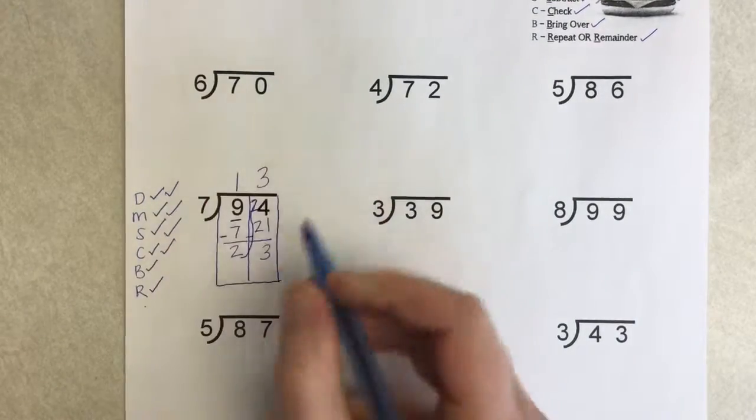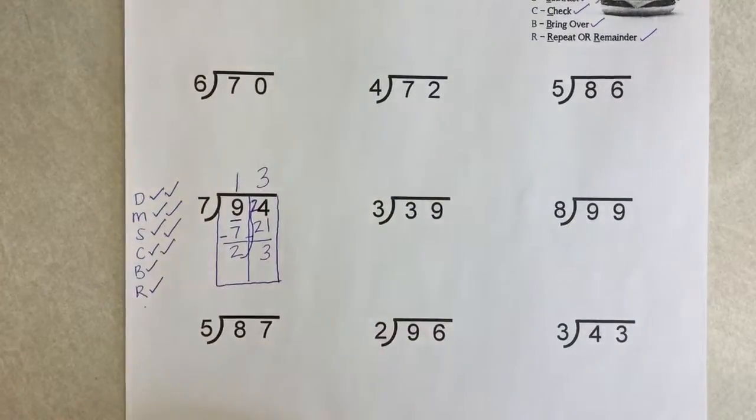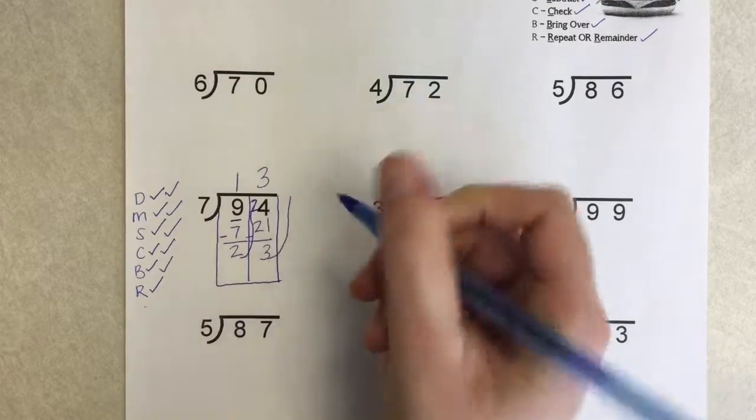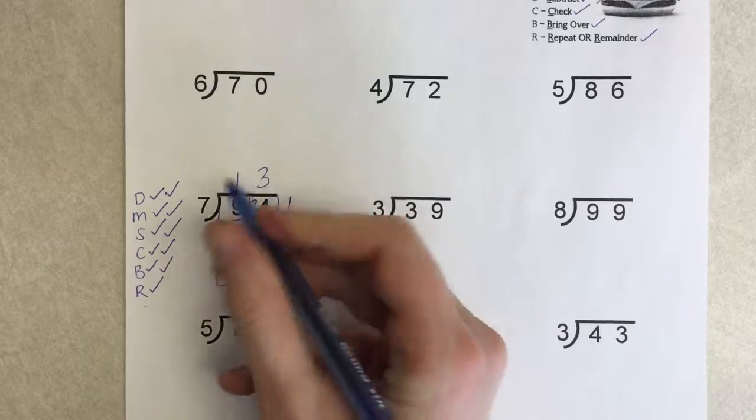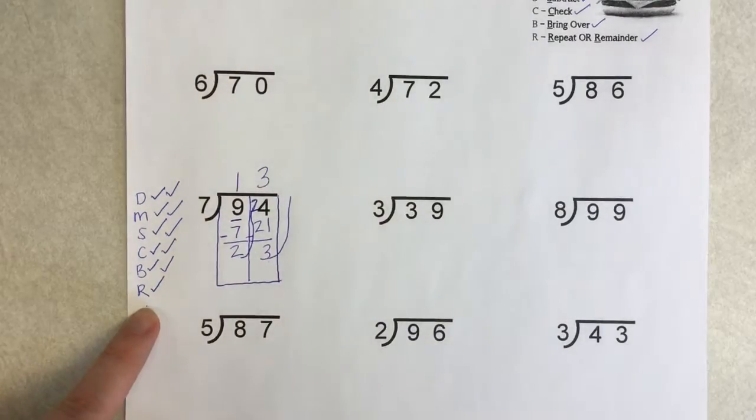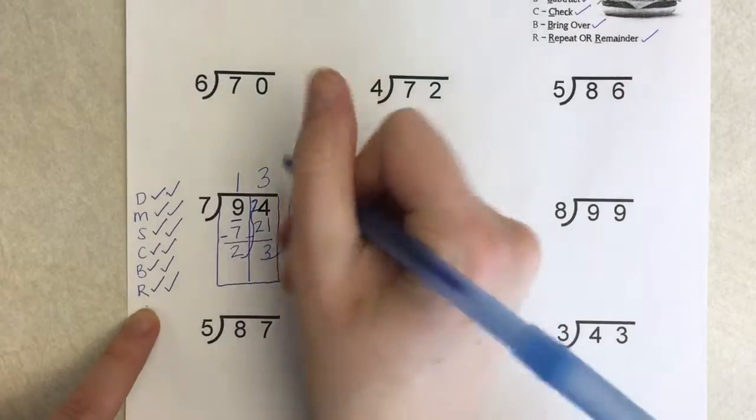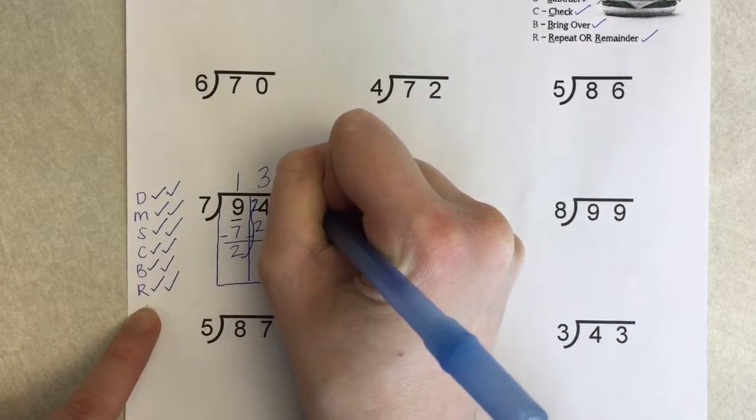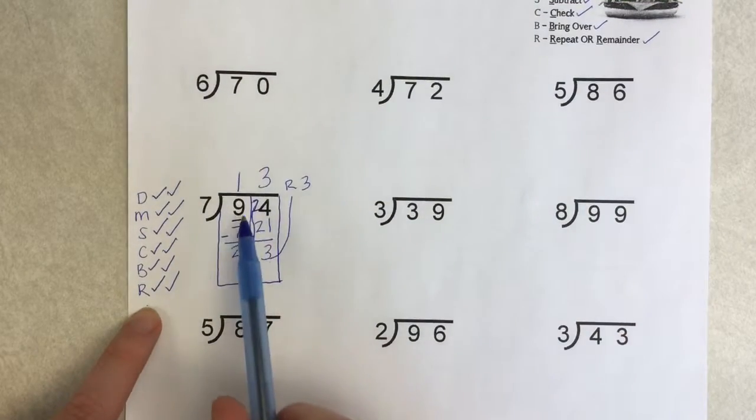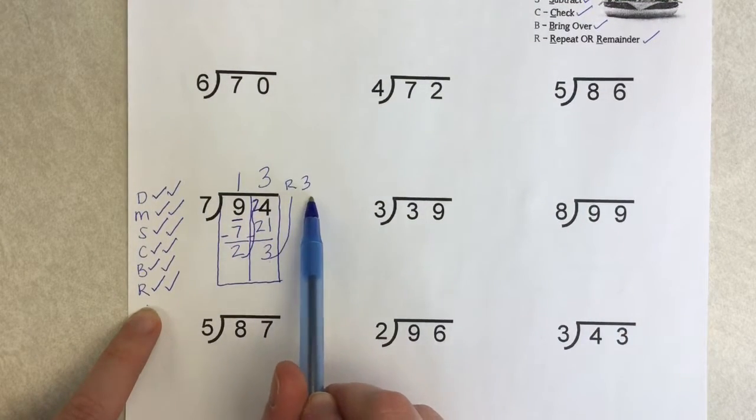Now I check and make sure I have 3. That's less than 7, so the kids are happy. Now I bring it over. Now I see that there's no other spot in the quotient, so when I ask myself repeat or remainder, if there's no spot in the quotient, then I put my remainder. Remainder of 3. So I gave each kid 13 Smarties with a remainder of 3.